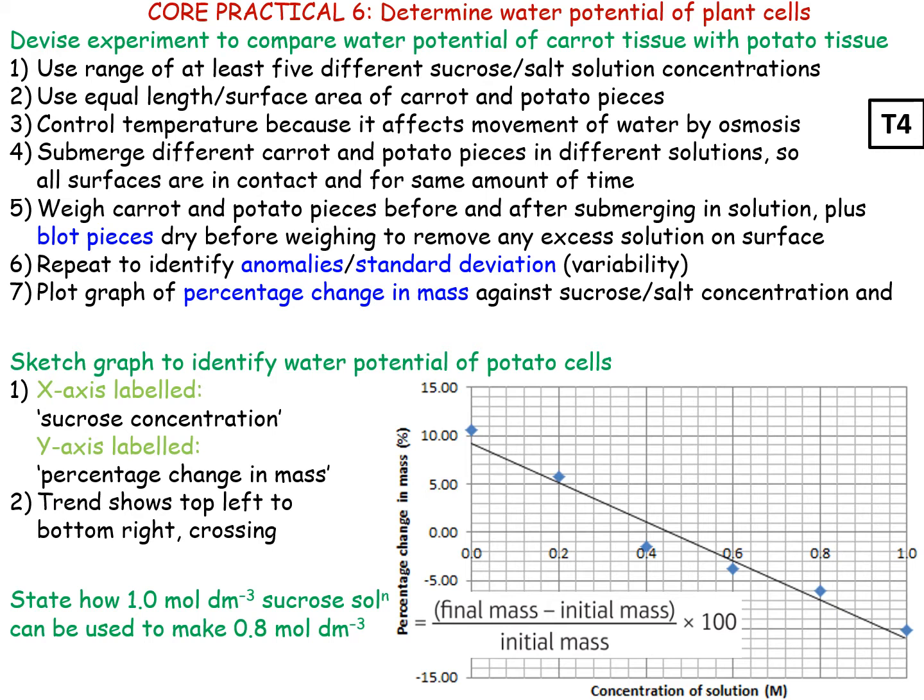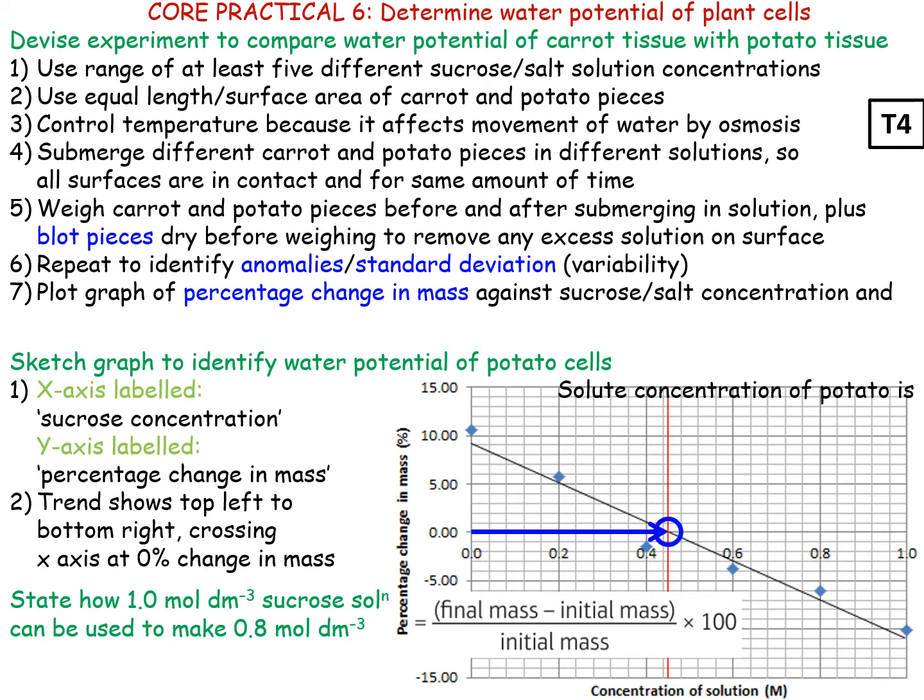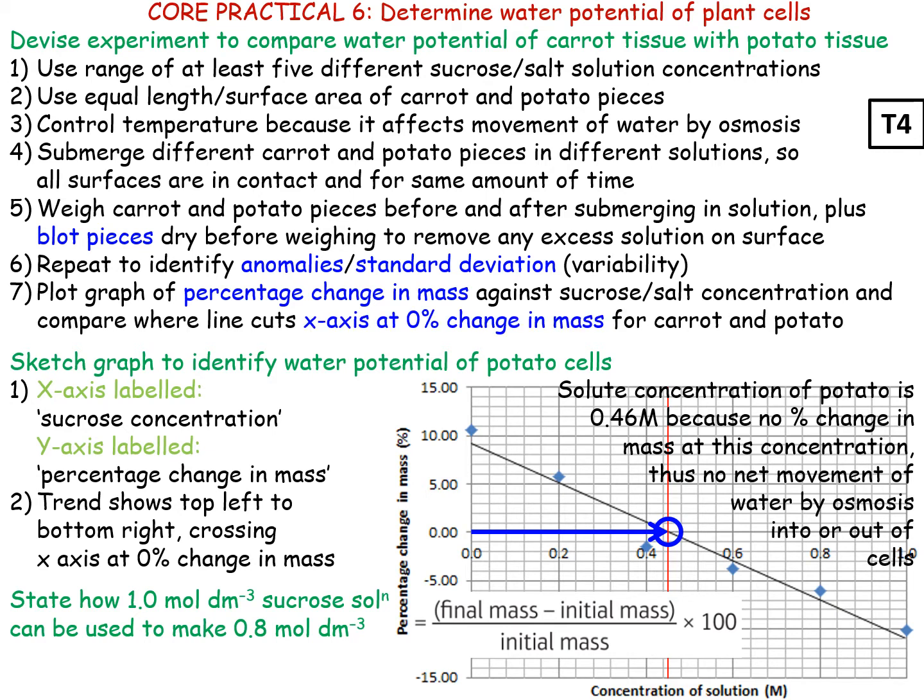There should be a trend showing that as you increase the solute concentration, the percentage change in mass decreases. And then you want to spot where at the x-axis there is 0% change in mass. So in this case, we can see that the solute concentration of the potato is 0.46 moles, because that's where there is no percentage change in mass at that concentration. Therefore, the net movement of water by osmosis into and out of the cells is 0.